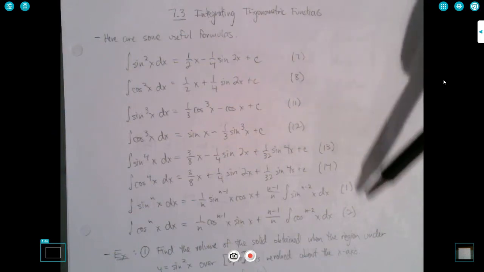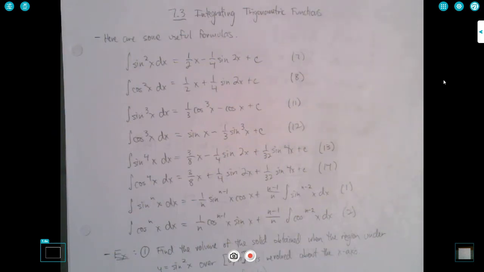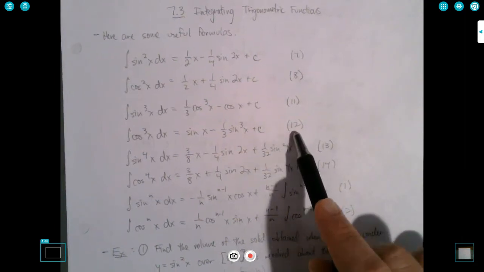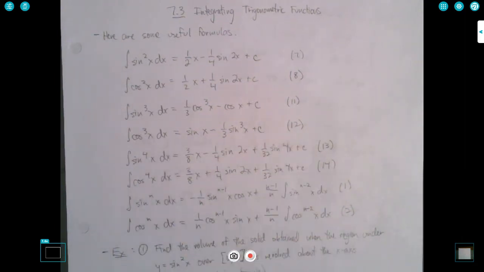And I've numbered them because sometimes in the homework it might say, use formula 12 to evaluate this integral. And so you'll want to know what formula 12 is. I'm not sure it'll be that way on this particular homework assignment, but I've just noticed that in the past. So I numbered the formulas so that they correspond to the way that your textbook has numbered them. Okay. But let's just look at some examples.